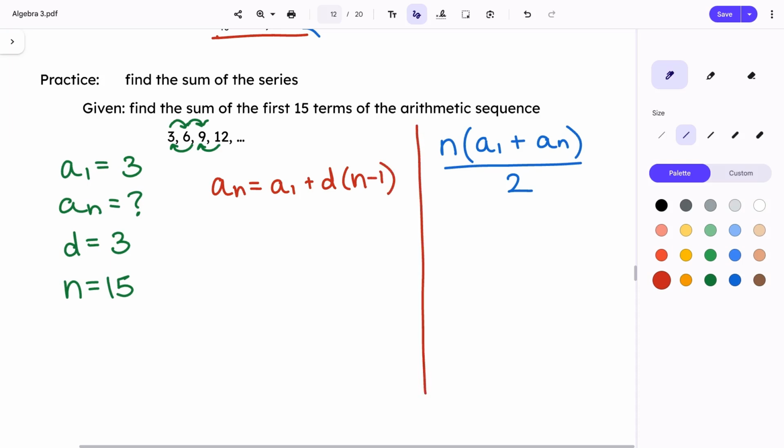Before we use this one. So I don't know what the last term is that I'm looking for, but I know that the first one I have is a 3. I know my common difference is a 3, and I know that the number of terms I want is 15. If you guys evaluate just that left or the right-hand side, what's the final term going to be?